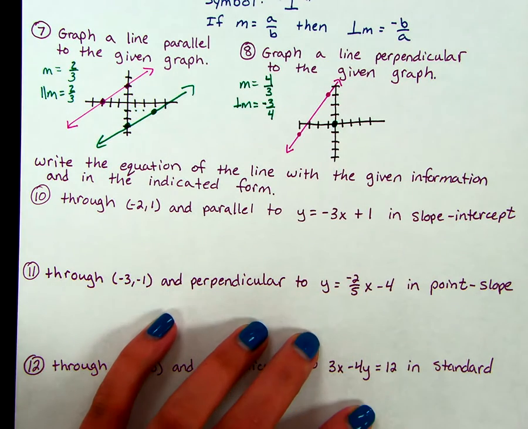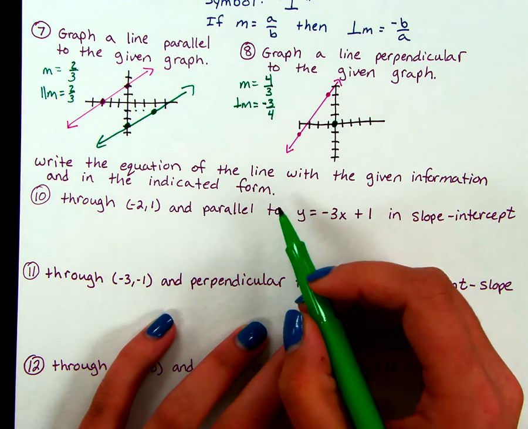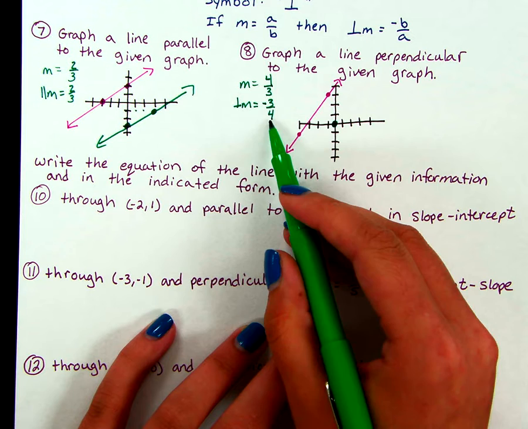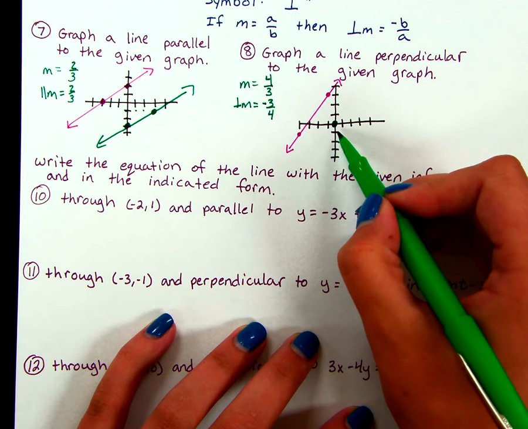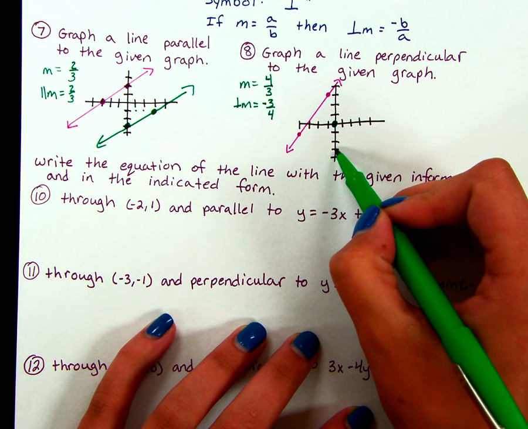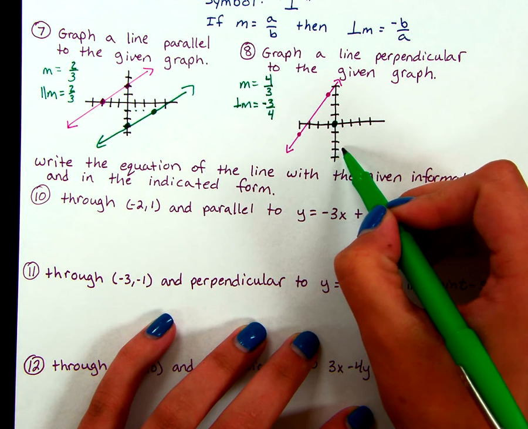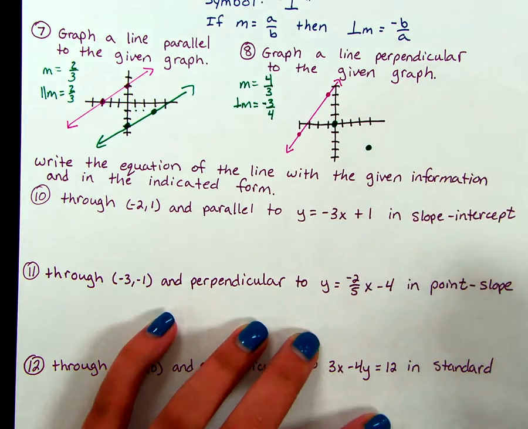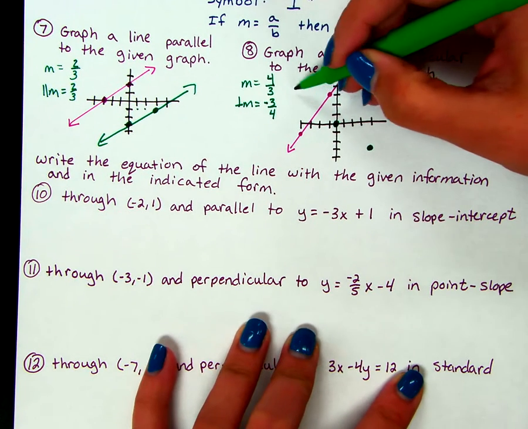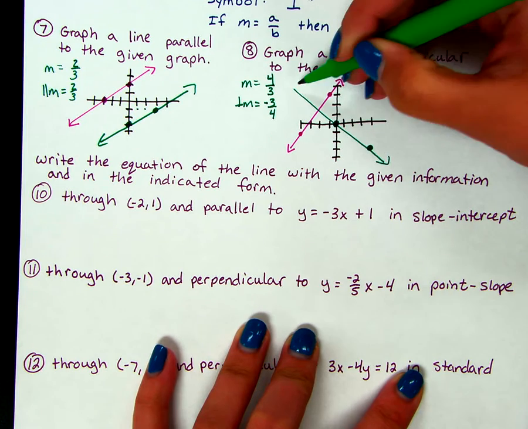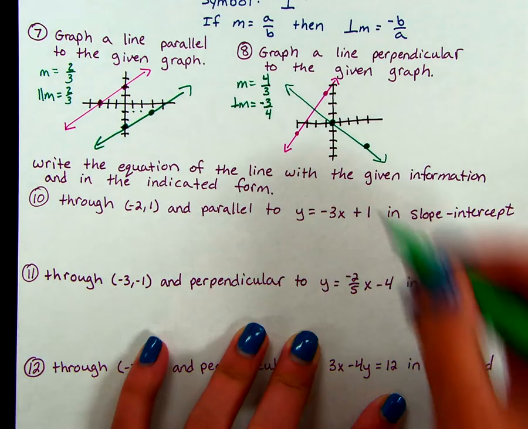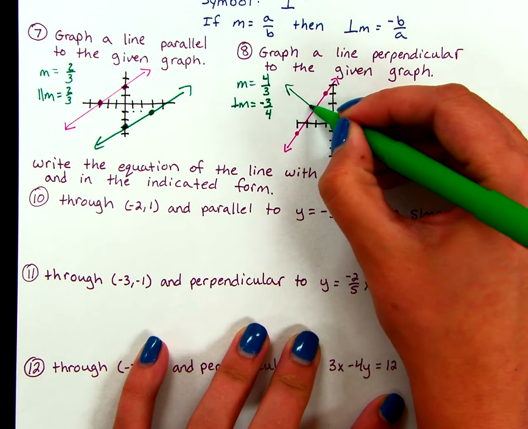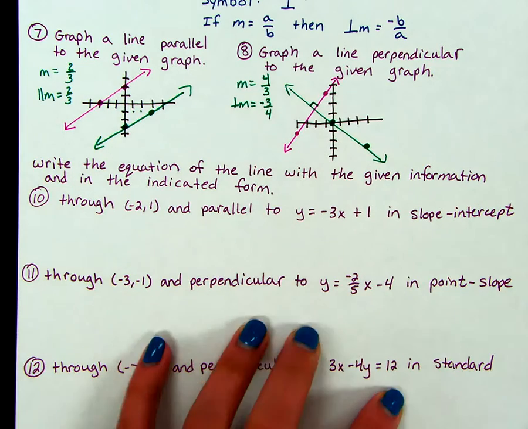Okay. So our next point, we have to follow our slope rule. So that means that we're going to go down 3. So 1, 2, 3, and then to the right 4. 1, 2, 3, 4. And then we're going to connect our dots together. So we should know, since we made these perpendicular, that this angle right here is a right angle.